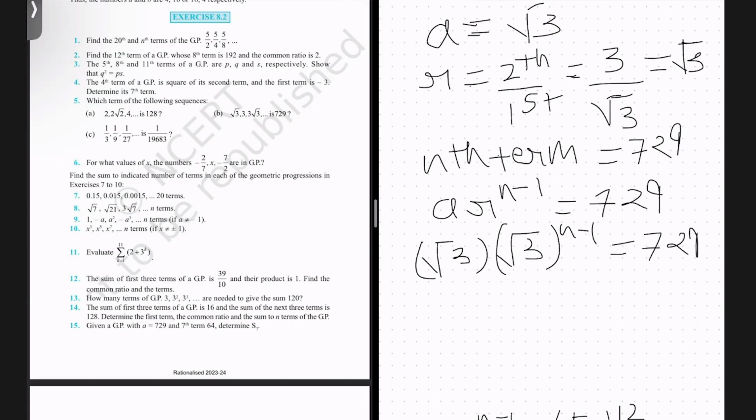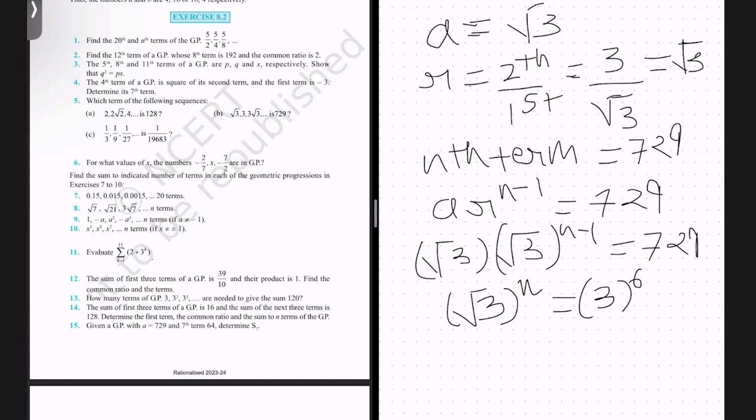Correct? Now, root 3 into root 3 power n minus 1, the powers can now be added. So on the LHS, we have root 3 raised to the power n. And on the RHS, let us express 729 in terms of root 3 and see what we get, right? So 729 is nothing but 3 raised to the power 6.